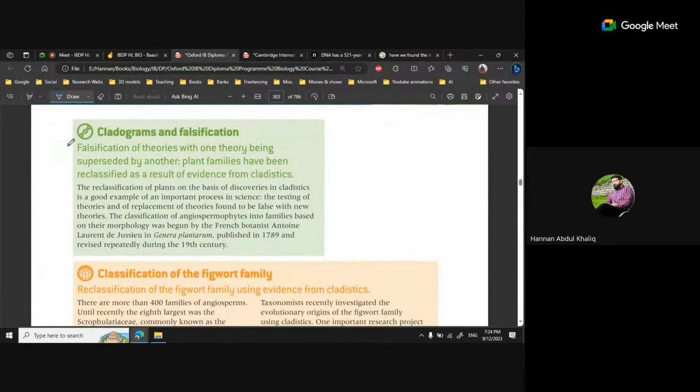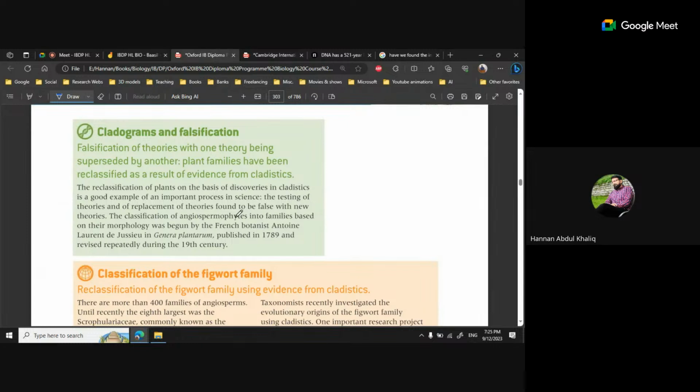Okay. All right, now we have cladograms and falsification, with one theory being superseded by another. The reclassification of plants on the basis of discoveries in cladistics is a good example of an important piece of the testing of theories. The classification of angiospermophytes into families based on their morphology was begun.